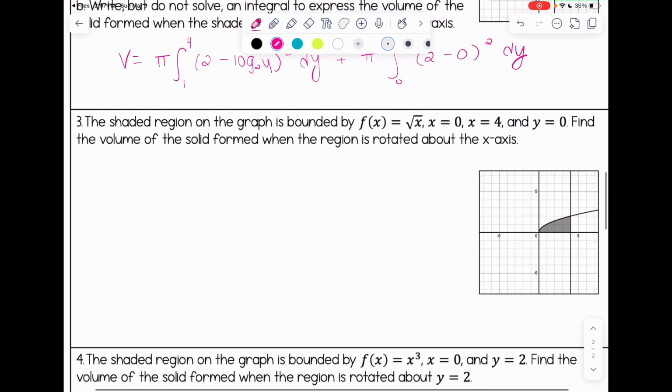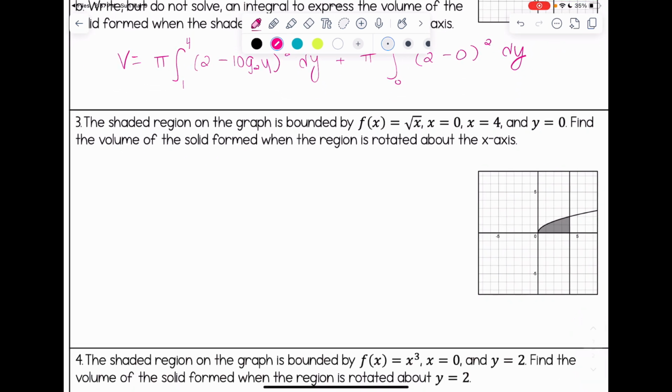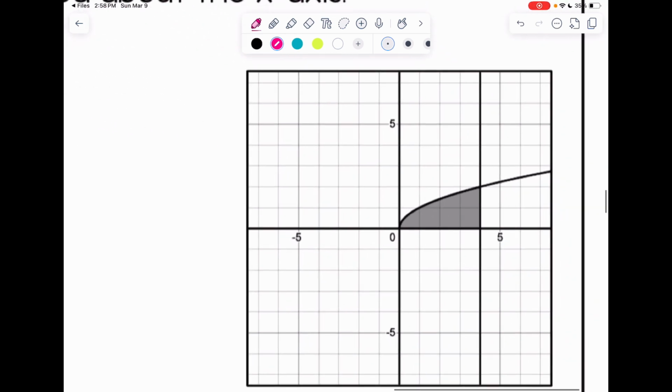All right, number 3. The shaded region on the graph is bounded by f of x equals square root of x, x equals 0, x equals 4, and y equals 0. Find the volume of the solid formed when the region is rotated about the x-axis. So this one is going to be much more straightforward.